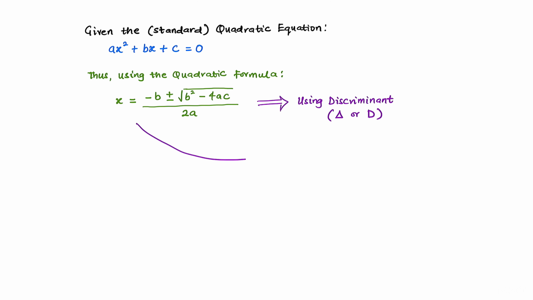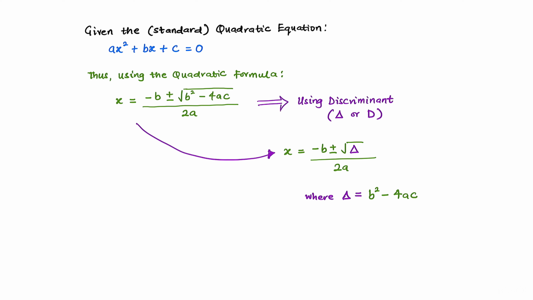Let's represent this quadratic formula with the use of a discriminant. That means x equals minus b plus or minus the square root of, instead of writing b squared minus 4ac, we represent it with a delta, and that represents the discriminant, divided by 2a. This means the discriminant, which is delta, equals b squared minus 4ac.